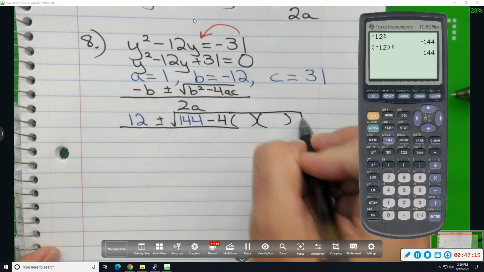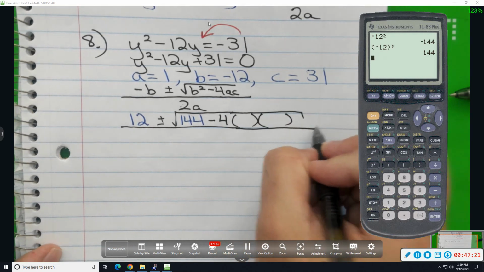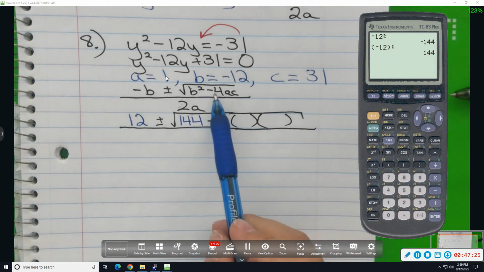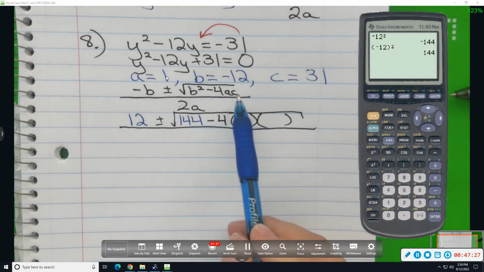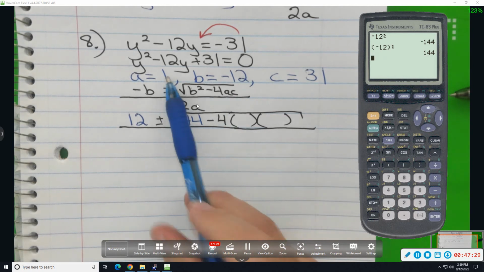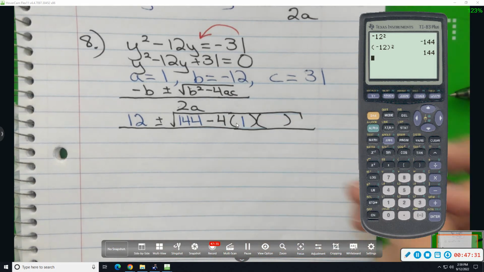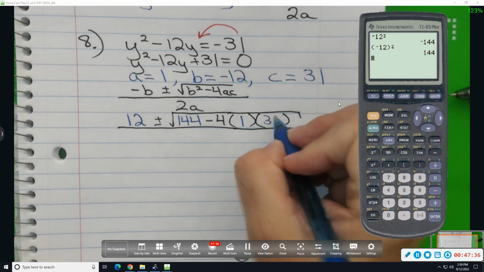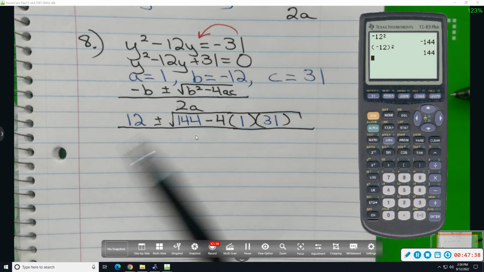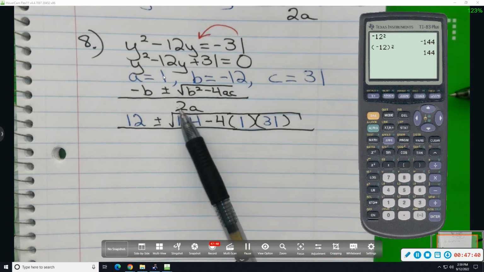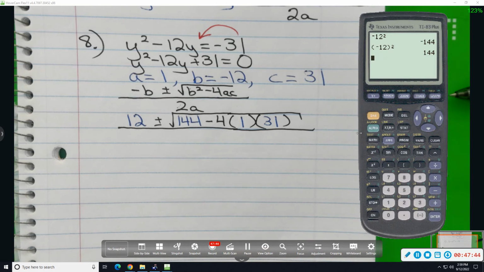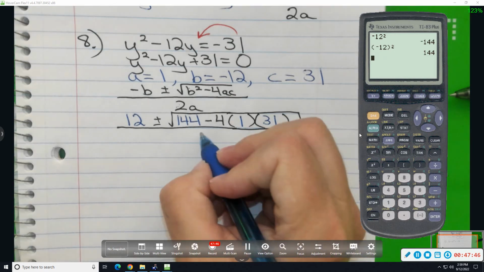Don't start writing negative 12 squared. Just square it, so you have one fewer step there. Minus 4 times A times C. A is 1, C is 31. And 2 times A, we can do that in our head. 2 times A, A is 1. 2 times 1 is 2.